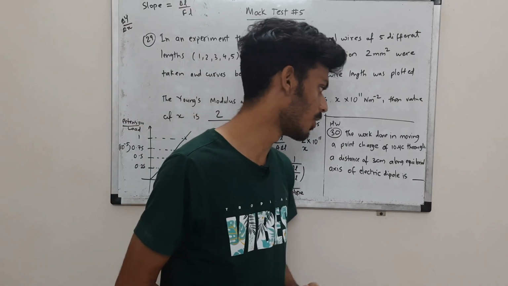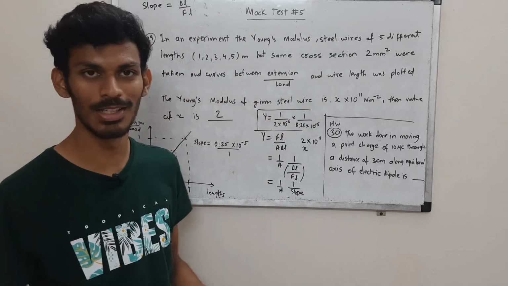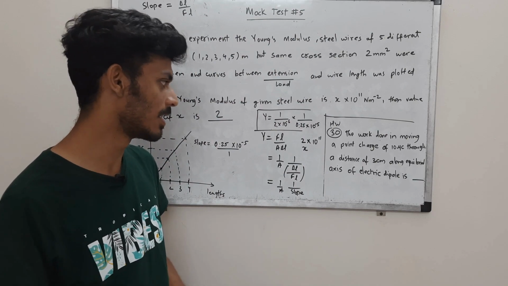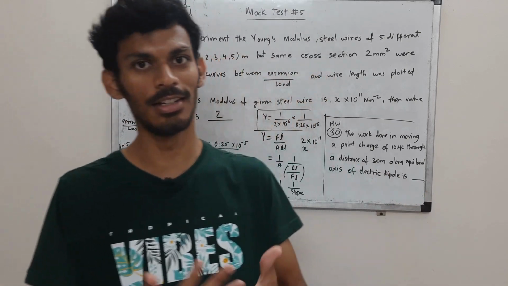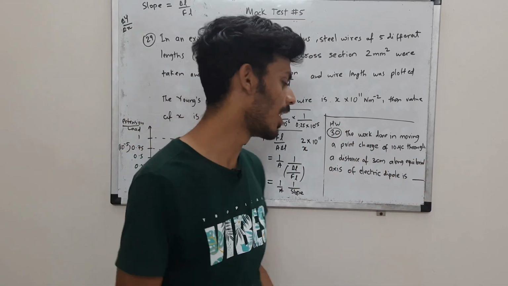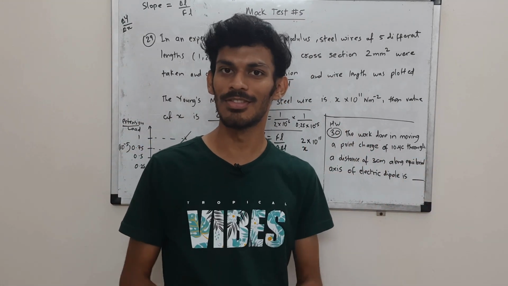Question 30 is your homework question. I think it's pretty much simpler than the questions that we discussed today. You are supposed to tell me the answer of this in the comment section, and you will receive a heart from me. So that's pretty much it from today's class.